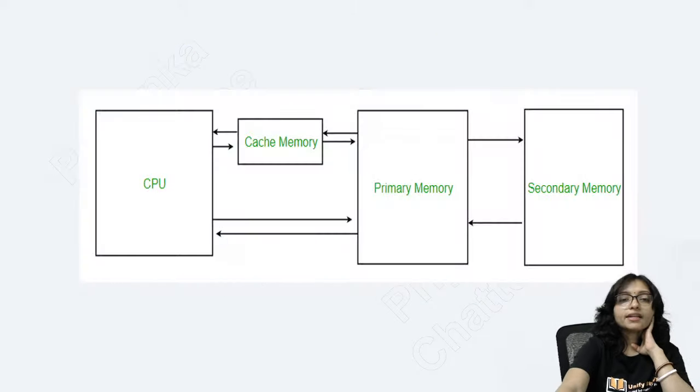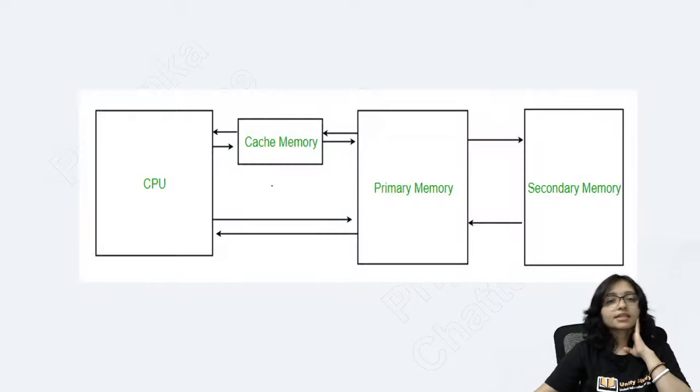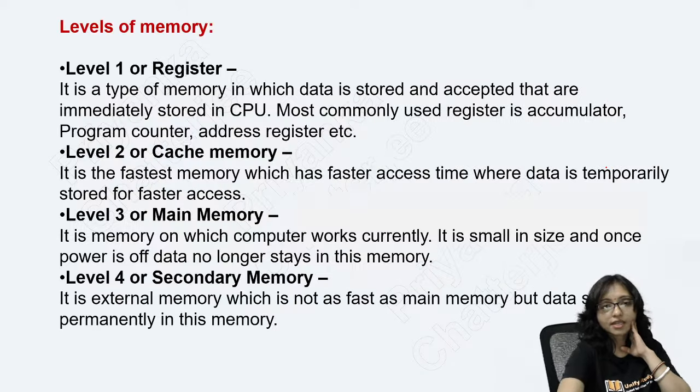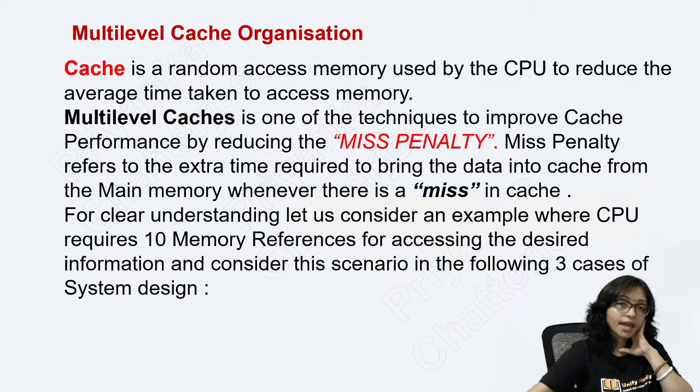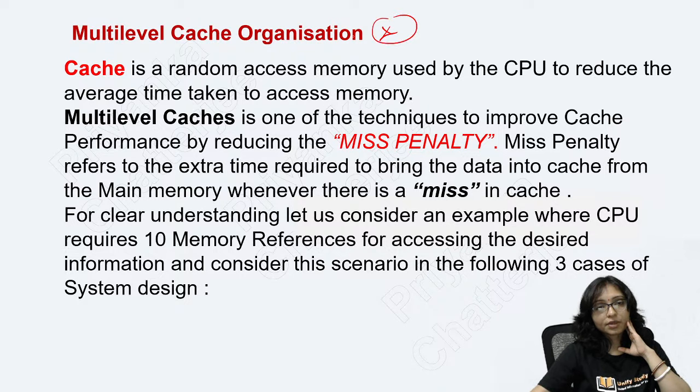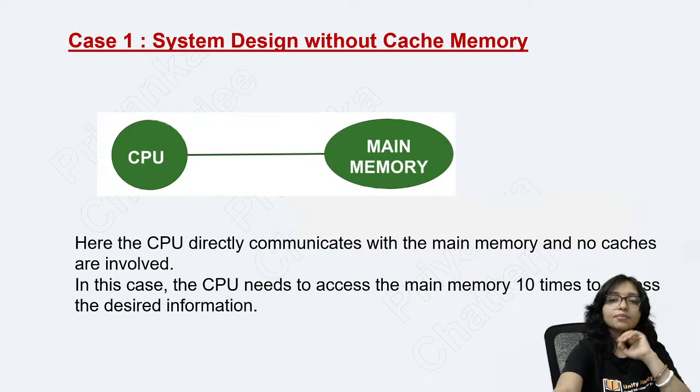Okay, then do it. Here you can see that this is the cache memory. Here are the CPU, primary memory and secondary memory. This is the level 1, level 2 I already told you. Here ultimately numericals are coming from. Cache miss penalty, cache hit penalty. How do the hit and miss penalty work?